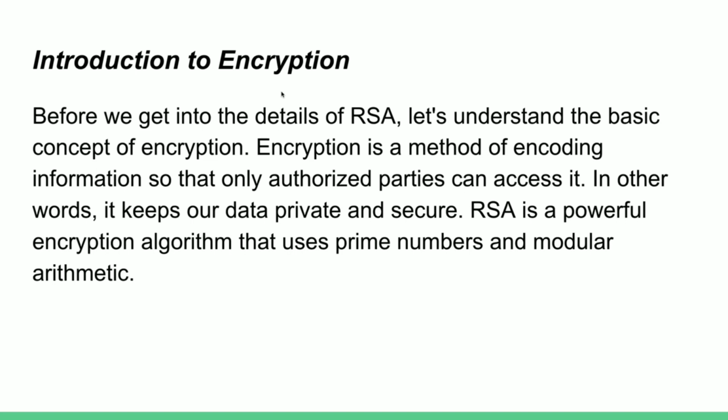Introduction to encryption. Before we get into the details of RSA, let's understand the basic concept of encryption. Encryption is a method of encoding information so that only authorized parties can access it. In other words, it keeps our data private and secure. RSA is a powerful encryption algorithm that uses prime numbers and modular arithmetic.